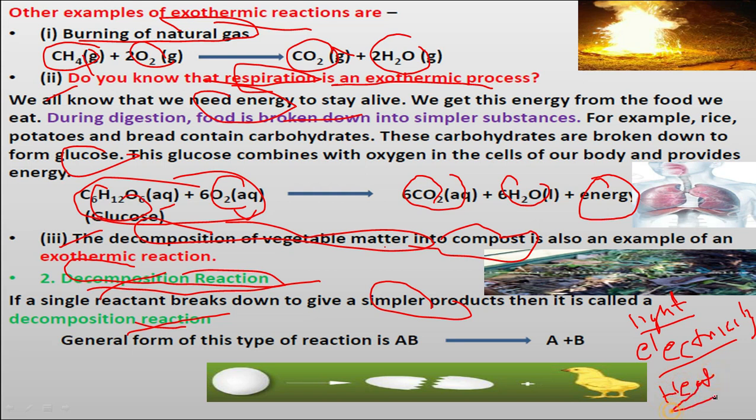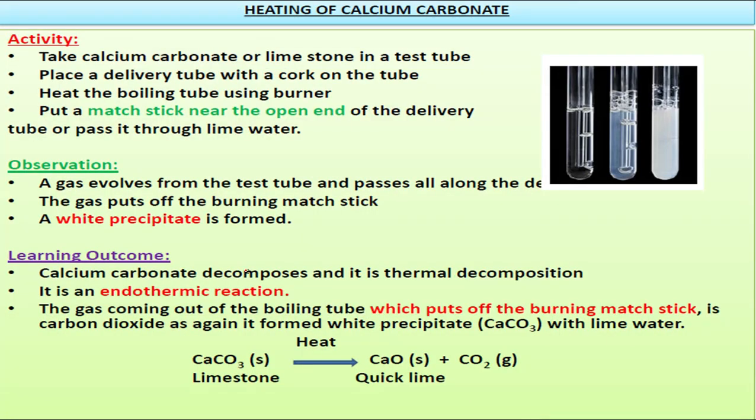There are different types of decomposition reactions we will observe in the further slides. One is in the presence of light, one is in the presence of electricity, and one is in the presence of heat. Wherever decomposition is happening, it means a single reactant is broken down into simpler products. Let us take a first example of decomposition reaction, in the presence of heat, that is thermal energy.